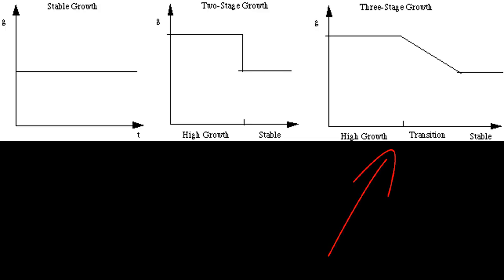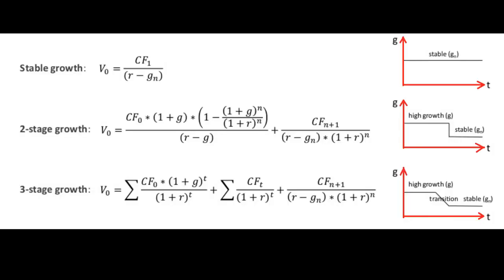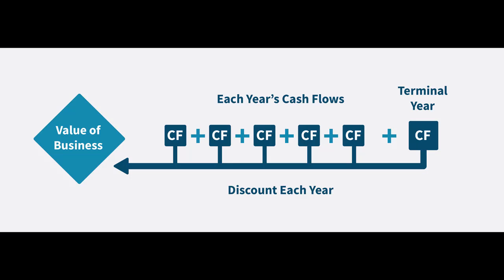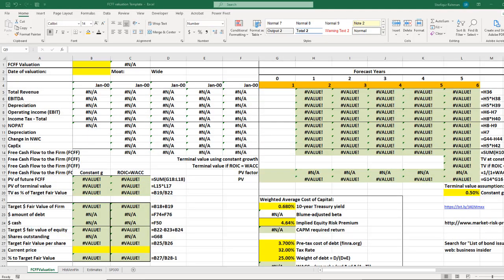Lastly, a company can also have three stages of growth in its FCF: high growth, transition, and stable growth. In this case, a three-stage growth model is used. However, this is beyond the scope of our discussion today. We will be using only a two-stage model for today's exercise, and the Excel template I will use is custom designed for the two-stage model.